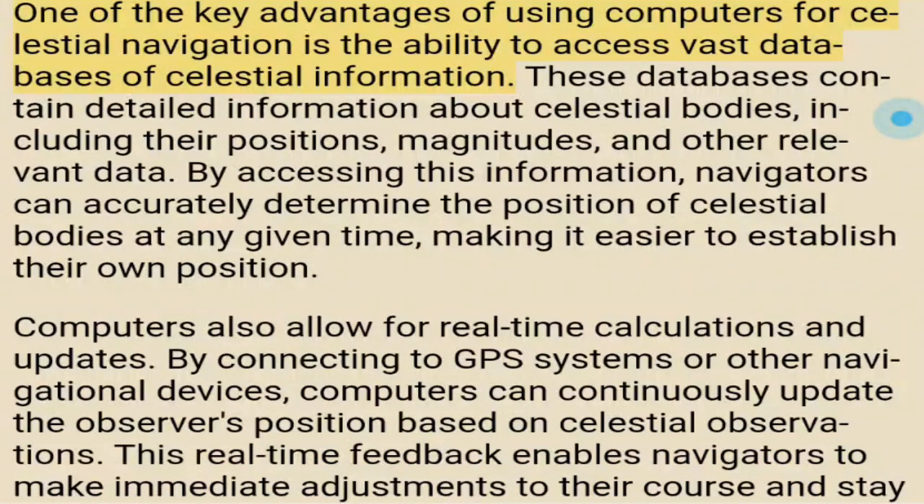One of the key advantages of using computers for celestial navigation is the ability to access vast databases of celestial information. These databases contain detailed information about celestial bodies, including their positions, magnitudes, and other relevant data. By accessing this information, navigators can accurately determine the position of celestial bodies at any given time, making it easier to establish their own position.